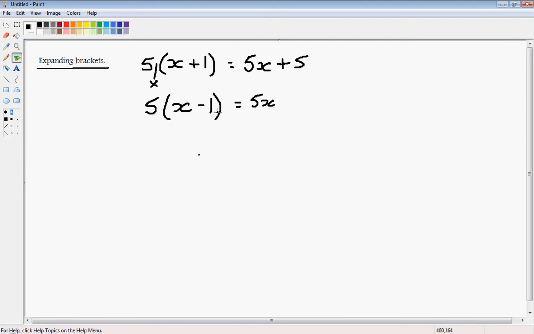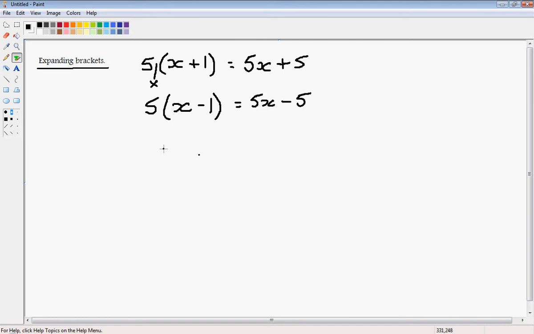Now what you need to do is get into the habit of recognizing that whenever you multiply anything, you're going to have to do things twice. Once for the numbers or the letters, and again for the signs. So we have plus 5 times minus 1. So a plus times a minus is a minus. Then 5 times 1 is 5. So we get 5x minus 5.